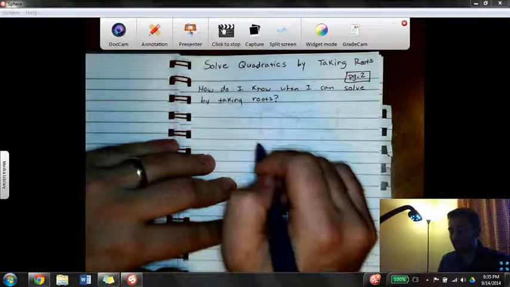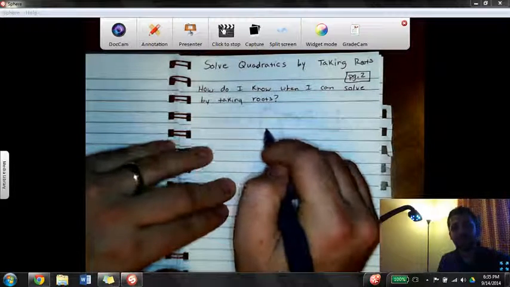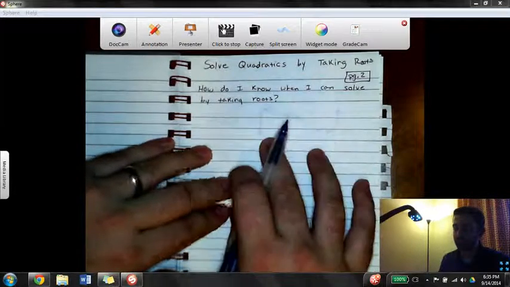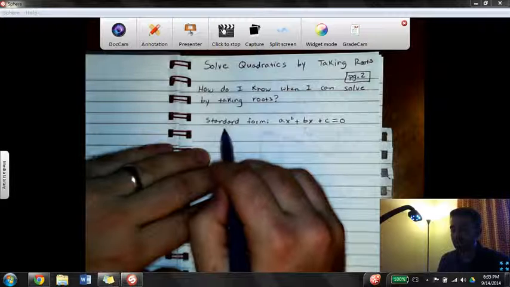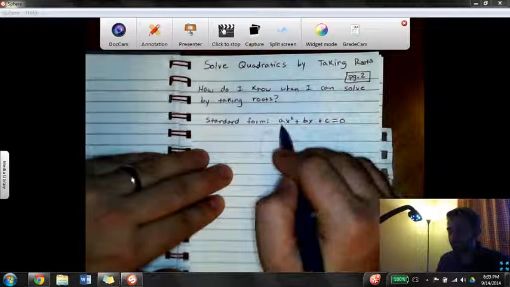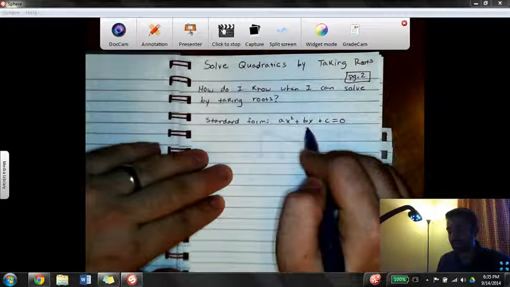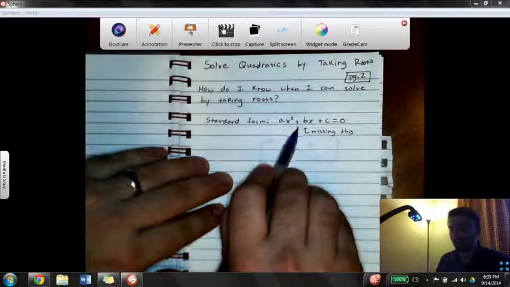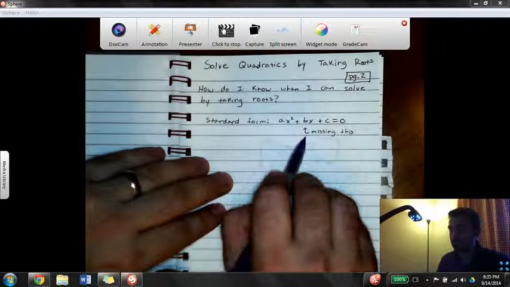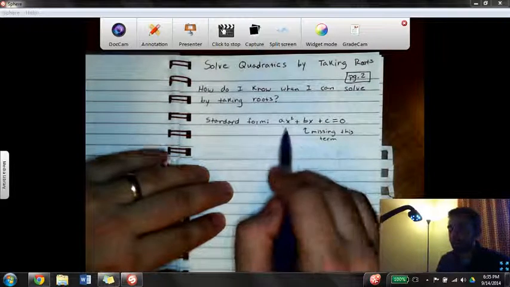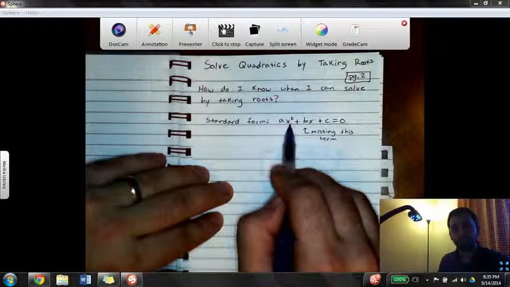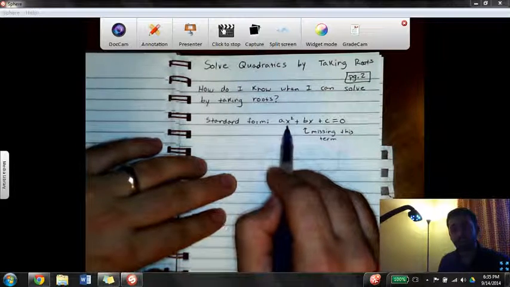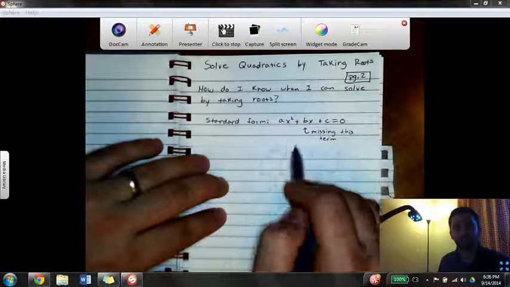What our notes mean by taking roots is taking a square root of both sides to solve an equation. If we have a problem in standard form, which is ax squared plus bx plus c equals 0, where our middle term, bx, is missing, we would just have an x squared term, and so in order to solve algebraically, we would isolate this x squared and then solve for x by taking the square root of both sides.